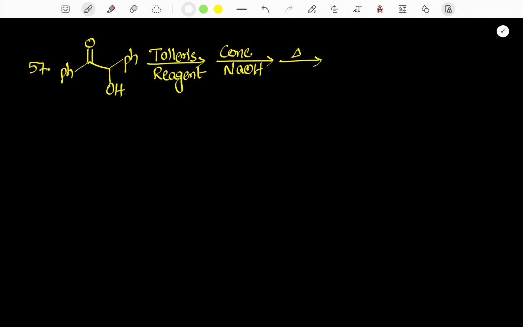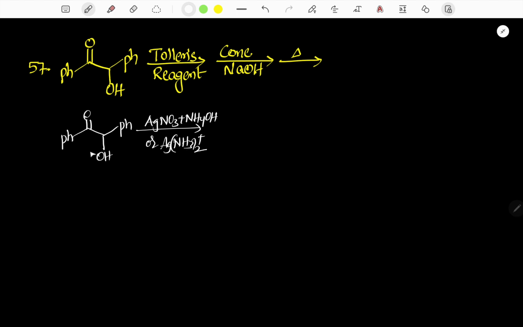The reactant is an alpha hydroxy ketone. To the alpha hydroxy ketone, if I add Tollens reagent, when the Tollens reagent is added, only the alpha hydroxy part undergoes oxidation. It is called benzil.